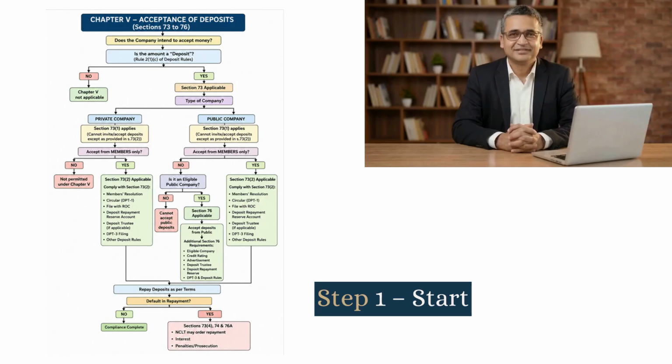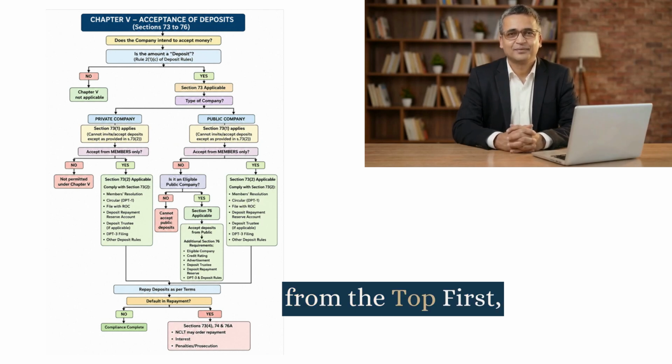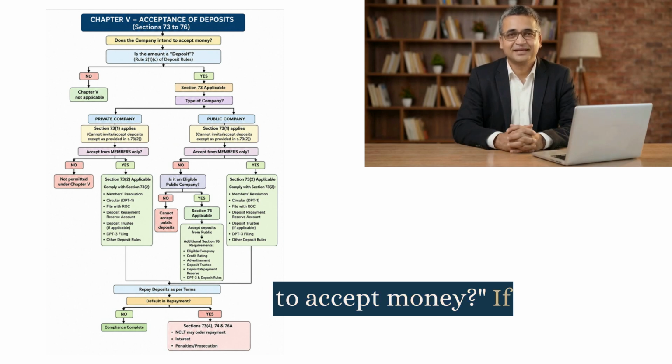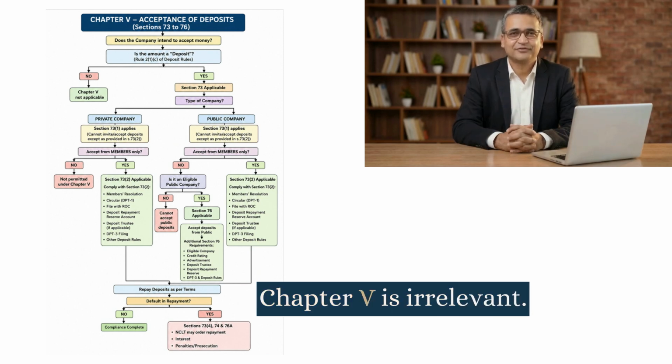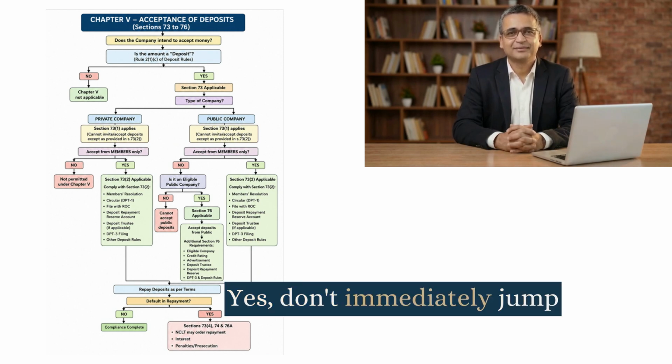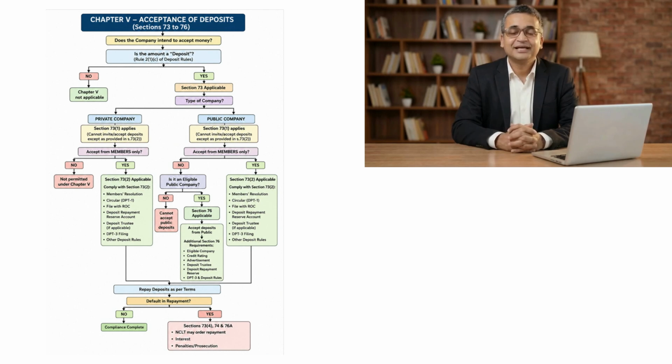Let's begin. Step 1. Start from the top. First, always start at the top of the flowchart. Ask one simple question. Does the company intend to accept money? If the answer is no, Chapter 5 is irrelevant. If the answer is yes, don't immediately jump to Section 73.